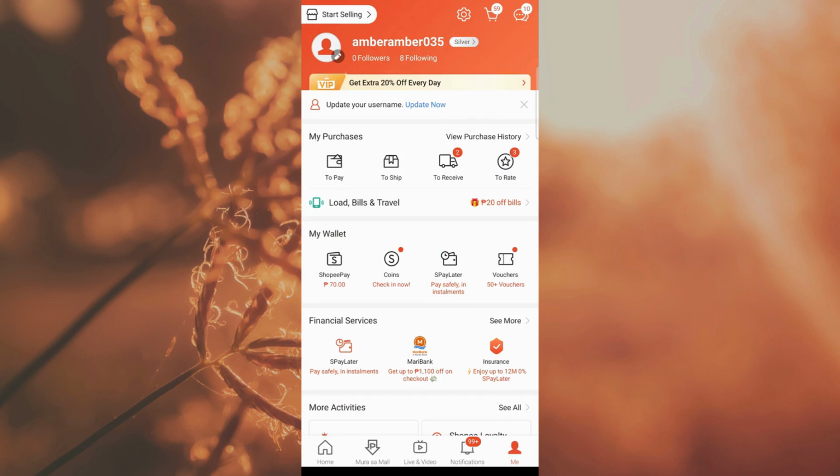There is no official or direct way to convert SPayLater credit into cash in GCash. SPayLater is a buy now, pay later line of credit designed specifically for purchases within the Shopee app. It's not a cash advance, it's not a wallet, and it doesn't hold a transferable balance you can move to other platforms.